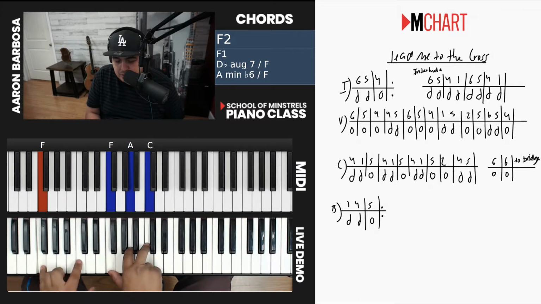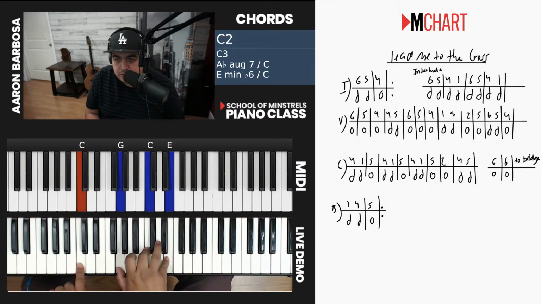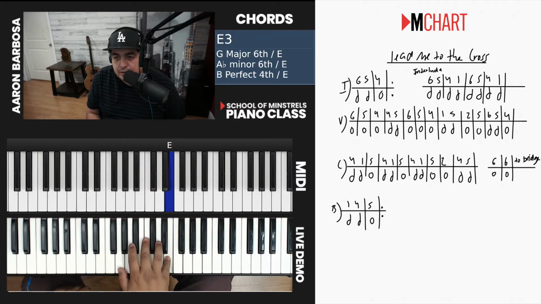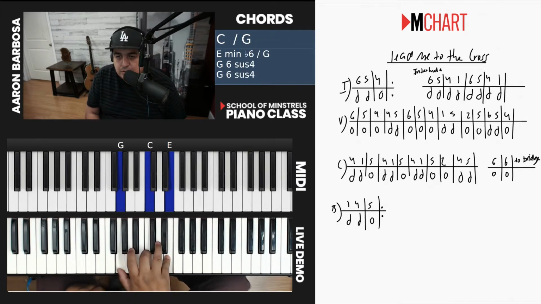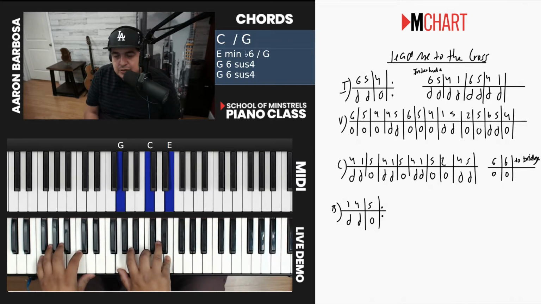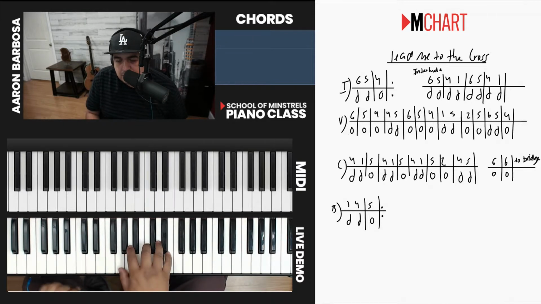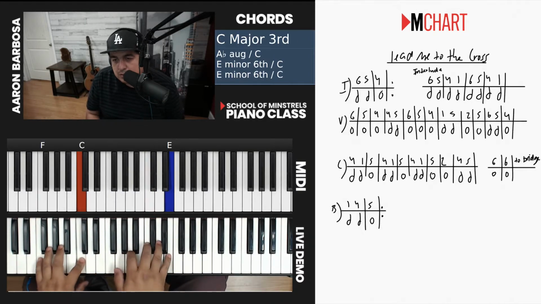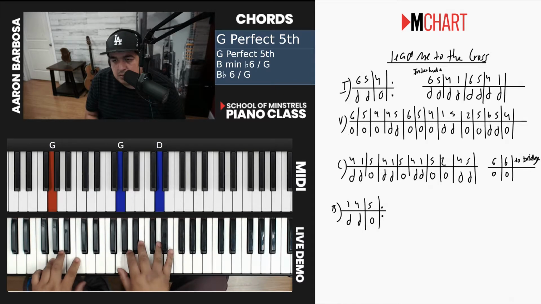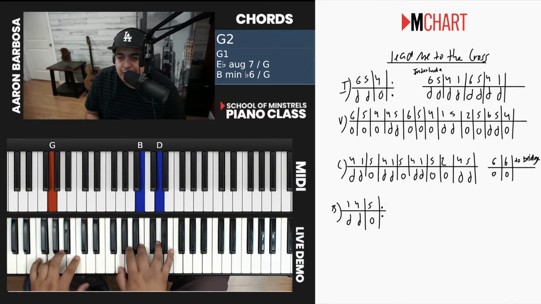See that? Then the 1. Instead of going, I'm going, see that? And so I'm using that pattern. Same pattern.